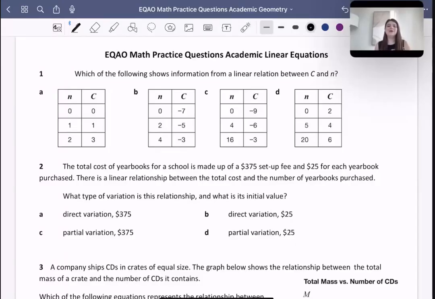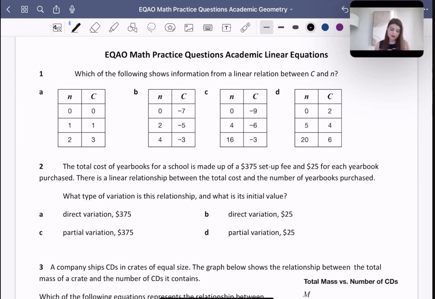Hello, everyone. Welcome back. Today, I'm going to be talking about linear equations. So, this will be a review of things we've already learned previously. This is specifically to help prepare for the EQAO grade 9. So, let's get into it.